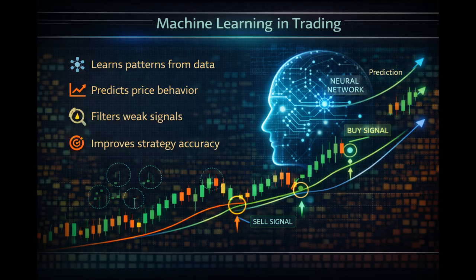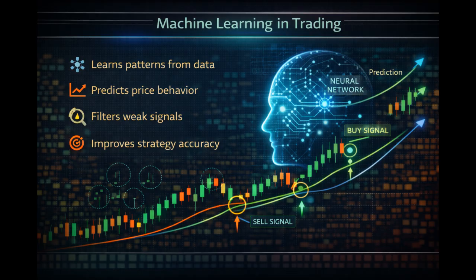Machine learning in algorithmic trading systems. Machine learning is often integrated into algorithmic trading systems to enhance strategy performance. In such systems, machine learning models act as decision support tools that analyze trading signals generated by traditional strategies.